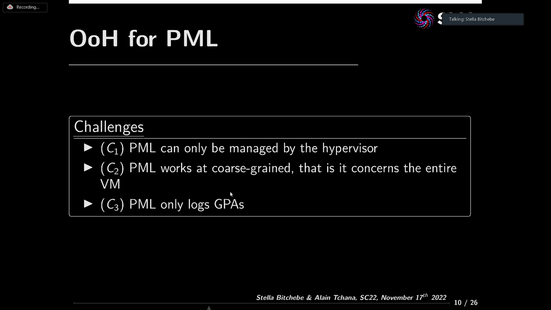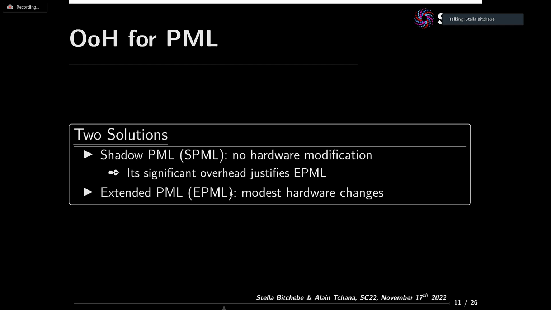To address these challenges, we propose two solutions, two implementations of OOH with PML. The first one is a software-only solution that requires no hardware modification, and it is called Shadow PML. But as we will see in the following slides, because of its significant overhead, we propose a second implementation called Extended PML that requires some modest changes in the hardware.